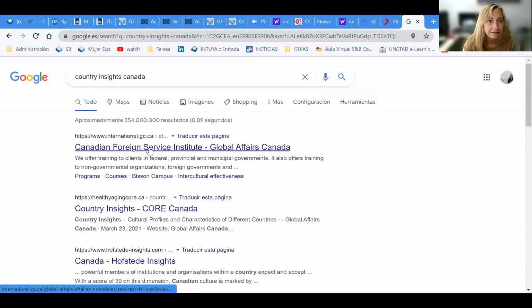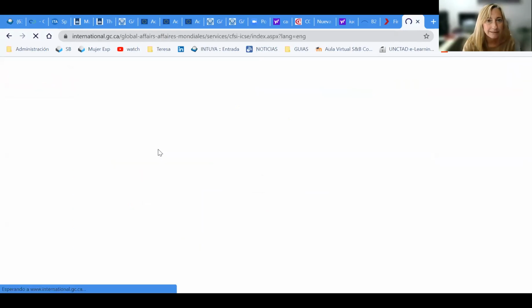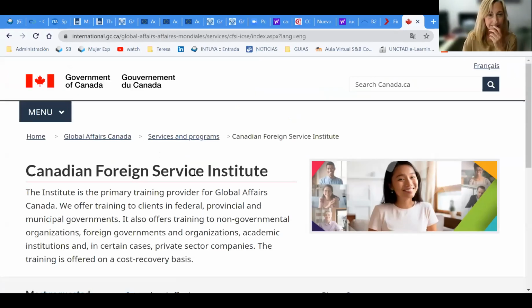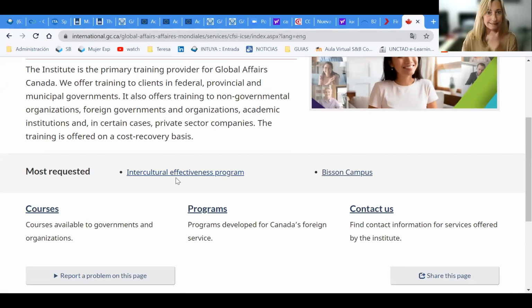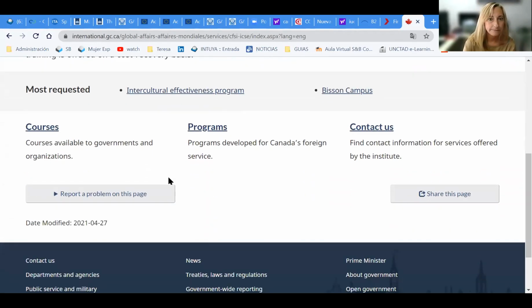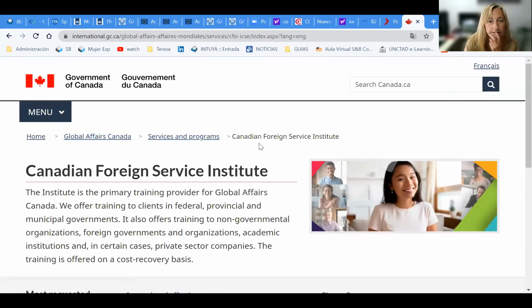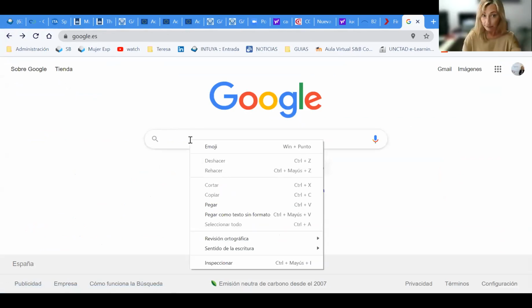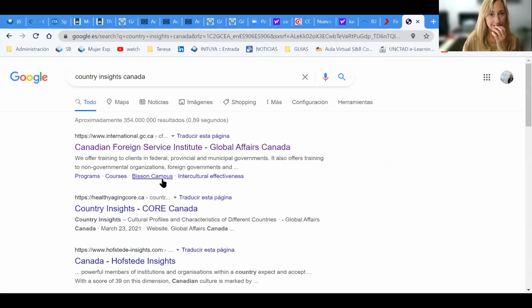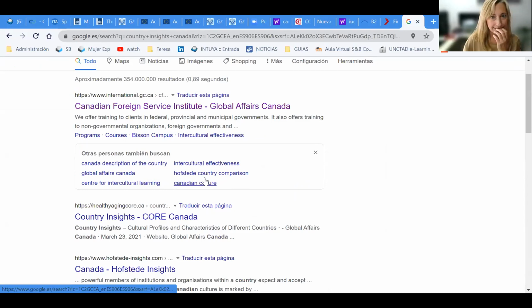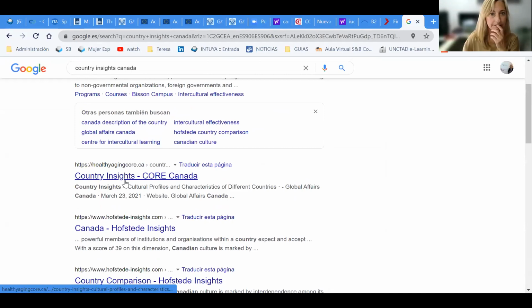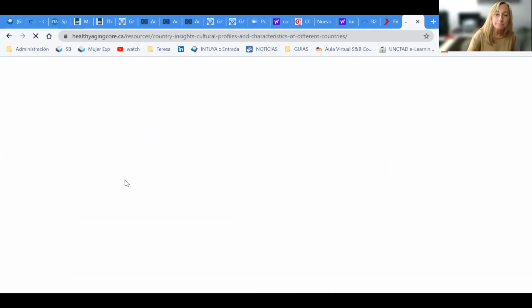Canadian Foreign Service is the global country insights. Let me see if I can find it, because it gives you, yes, intercultural. I think it was here, but this is a program. Global Affairs, Canadian Foreign Service Institute. Let me see if I can find you. Sorry, because of the direct things, it's a little bit complicated. But what I was going to tell you is that country insights. Could it be this one? Yes, here it is. Okay.